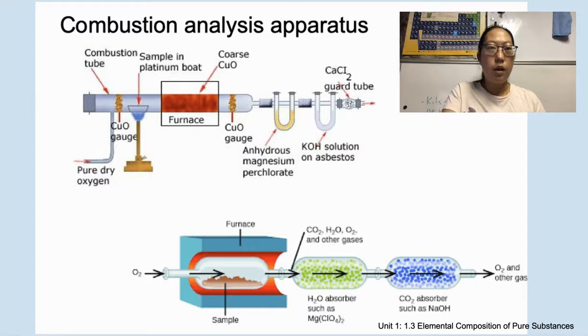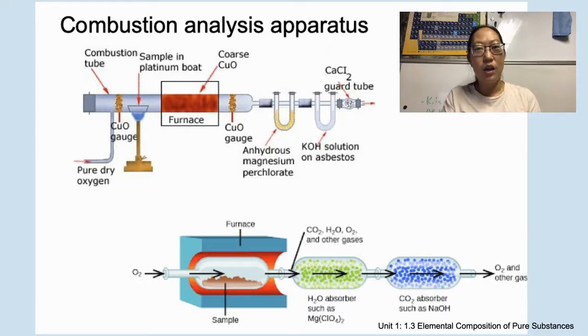So then I show you this apparatus. Again, with these apparatuses, I think a lot of times people want to know how this actually looks. So here's the combustion analysis apparatus. We have our combustion tube that burns up the stuff. Here's the furnace, right? It goes through and it makes a lot of gases, CO2 and H2O.